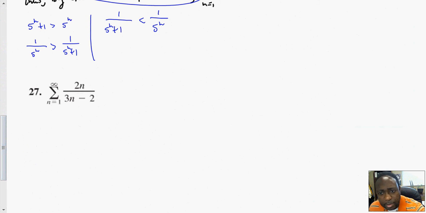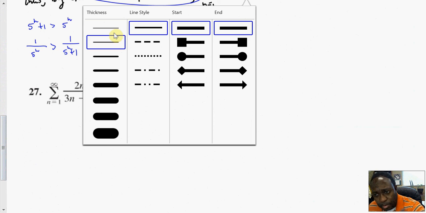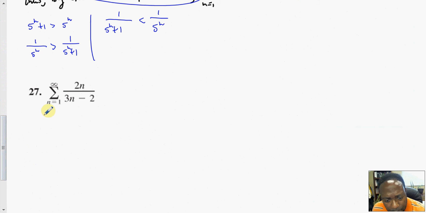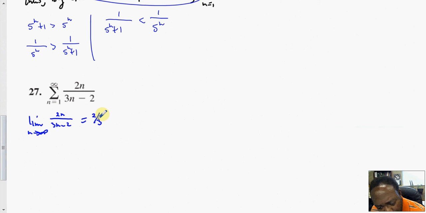Let's look at this one. So this is good. Look at the limit as n goes to infinity of 2n divided by 3n minus 2, which is equal to 2 over 3. It's not equal to 0. So by the nth term test for divergence, the series diverges.